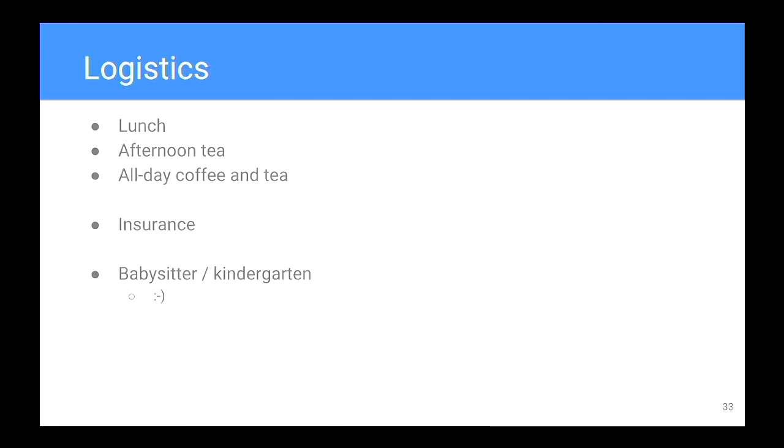So, logistics. Of course, we need catering. And one thing you might forget is insurance. You need insurance for all the attendees. One feedback we received last year is that many people cannot attend because they need to take care of their kids. So the other conference in Taiwan really did have a babysitter or a kindergarten right beside the conference, then more people can attend.